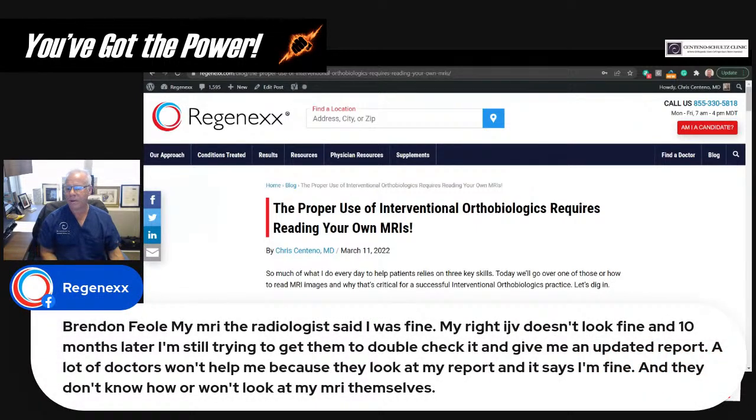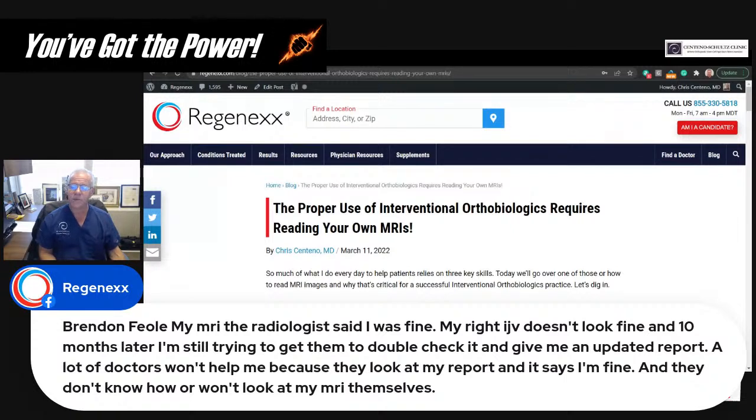Regenexx, Brendan here. My MRI, the radiologist said it was fine. My right internal jugular vein doesn't look fine, and 10 months later, I'm still trying to get them to double check and give me an updated report. A lot of doctors won't help me because they look at my report and say I'm fine.